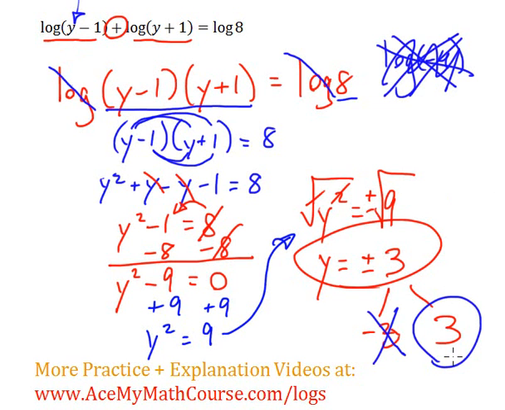What about the 3? The 3 does work though, because 3 minus 1 is just 2. 2 works out, that's positive. And we would have to check here as well, but that's also going to work because 3 plus 1 is 4. Also a positive number, so the answer is 3. That's it.